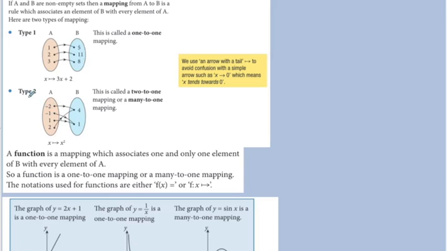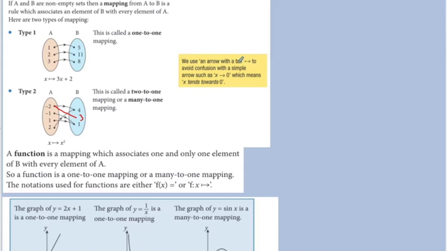Okay, type 2, we have negative 2 goes to 4, and 2 goes to 4. Negative 1 and 1 both go to 1. Well, we have our y's, they have two x's, that's okay, because each x only has one y. If we had something like negative 2 also goes to 3, well, now we have a problem. That would not be a function.